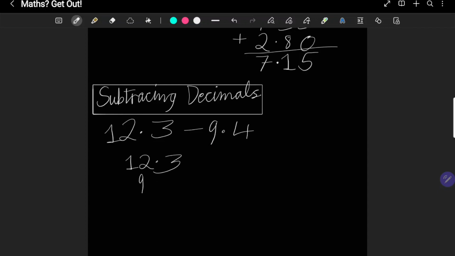12.3 take away 9.4. 3 minus 4. Now, you cannot do 3 minus 4, you're going to get minus 1. However, what we're going to do, like we do in normal subtraction, we take 1 from this 2 right here, and we make it 13. So 13 minus 4 is 9, and because this 2 is now a 1, it'll be 11. So this will become 11 minus 9, which is 2, and obviously 2.9.